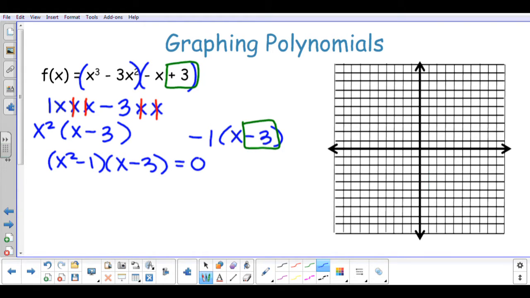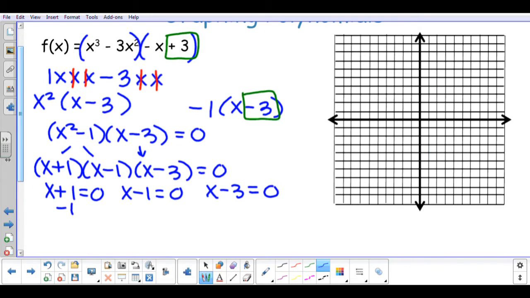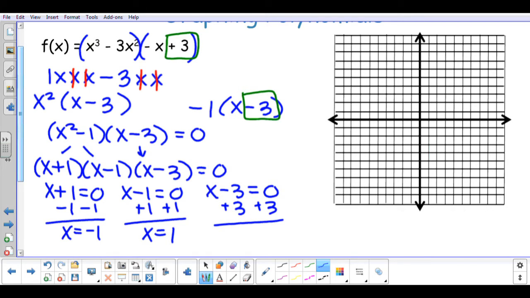X squared subtract 1 breaks apart into x plus 1 and x minus 1, and I still have my x subtract 3 left over. I'm going to set the 3 factors equal to 0, and I'm going to solve each one. I get a negative 1, a positive 1, and a positive 3.